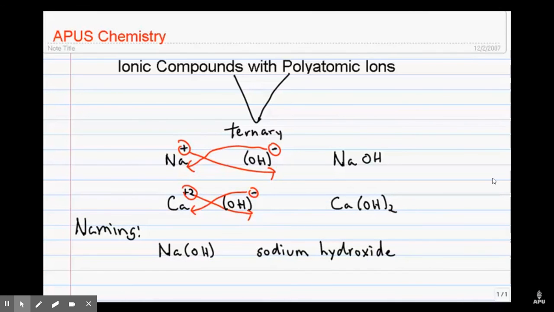Another example, NH4 plus 1 and NO3 with a minus 1. NH4 is the ammonium ion, so it's ammonium. With the nitrate ion, it'd be ammonium nitrate.